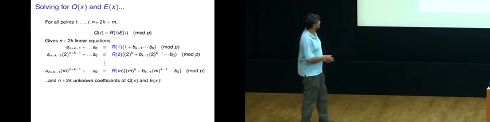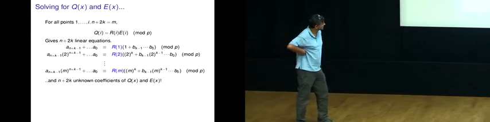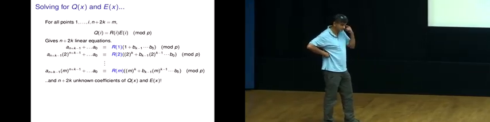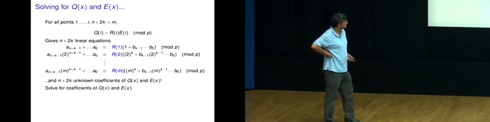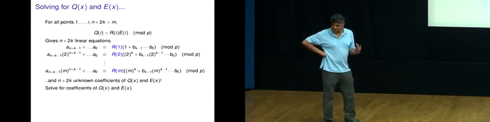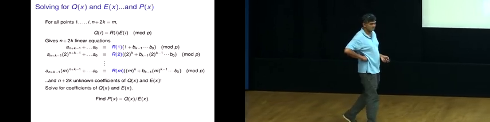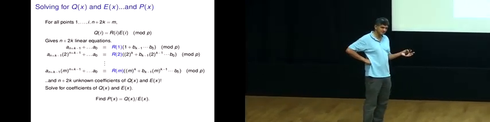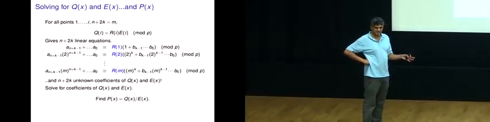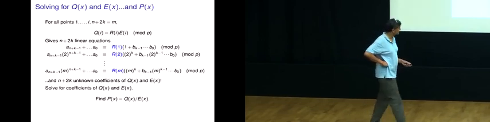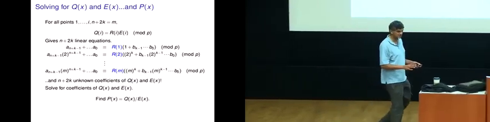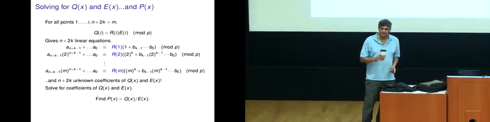Okay? So you have n plus 2k unknown coefficients of Q of x and E of x, right? So now you can solve, right? Okay. And now do you want to find P of x? You just divide. You use polynomial division again. Okay? That's the algorithm. Are there questions here? Yeah.